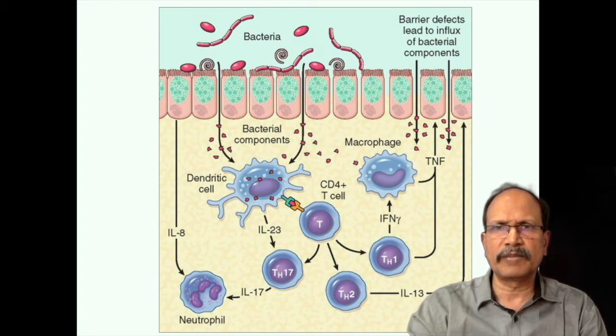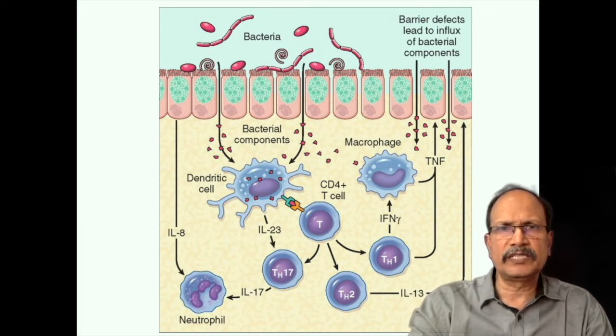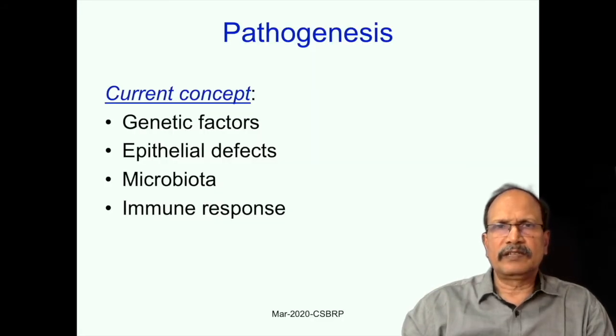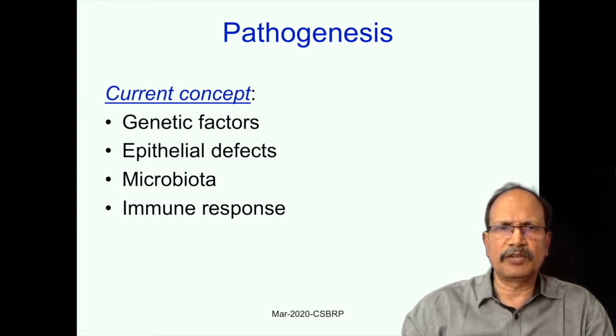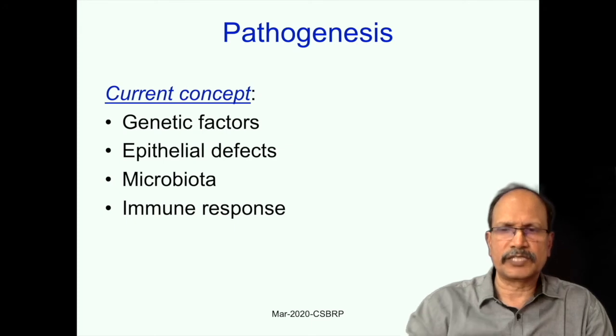How this permeability is altered, and why the bacterial components which are considered normal commensals are considered as foreign and activate the macrophages and immune system, we will be dealing with later. So pathogenesis again, if you look at the components: genetic factors, epithelial defects, microbiota and immune responses.